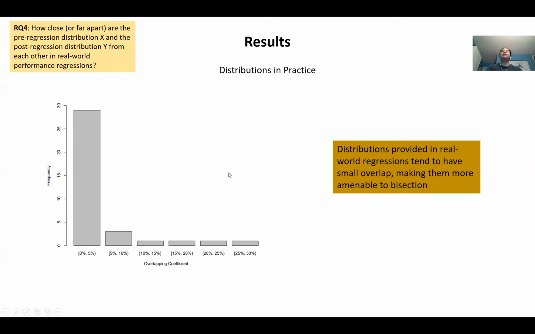Okay. And in this case, the result that I got is summarized in this graph right here. As you can see, distributions provided in real-world regressions tend to have small overlap, making them more amenable to bisection. The vast majority of the distributions fall within the 0 to 5% range of overlap. Based on the results from the previous slide, this seems to indicate that most of the real-world regressions are pretty amenable to bisection.